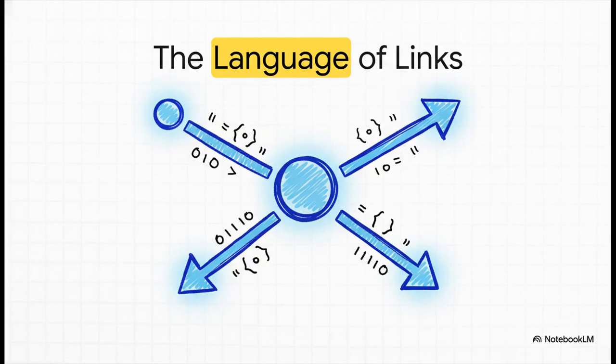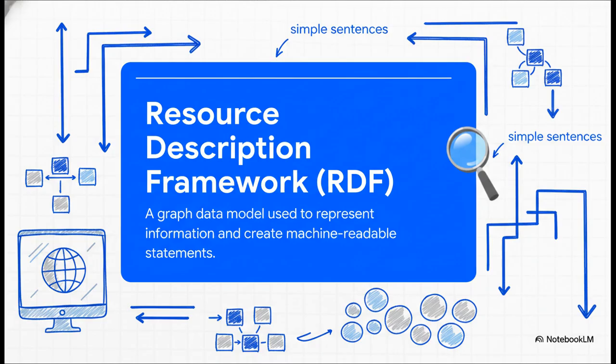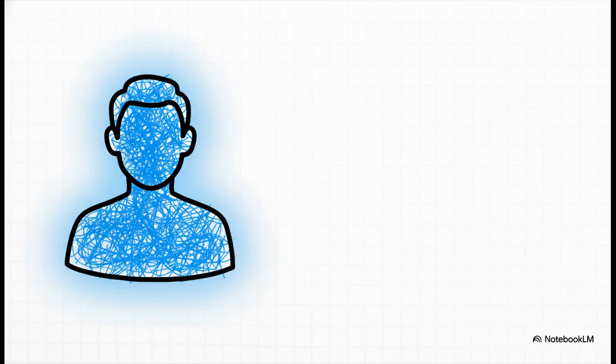Let's look at that code again. That language is called RDF. You can think of it as grammar for making simple sentences for computers. See, every piece of info is a three-part statement called a triple. Let's break this down. First up is the subject. That's the thing we're talking about. In this case, Ryan Gosling.